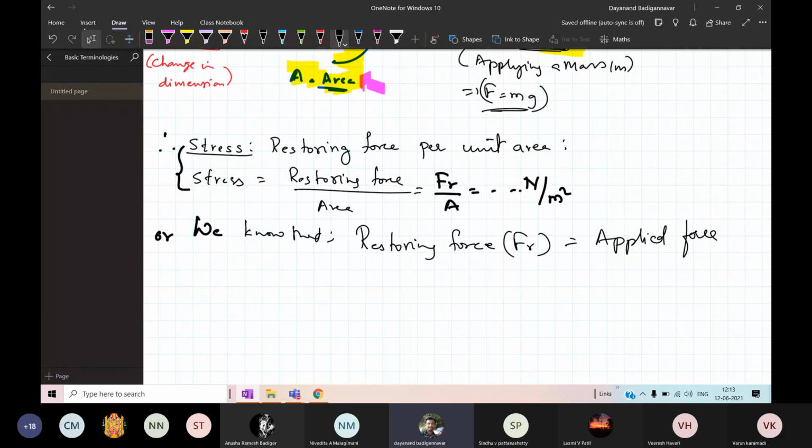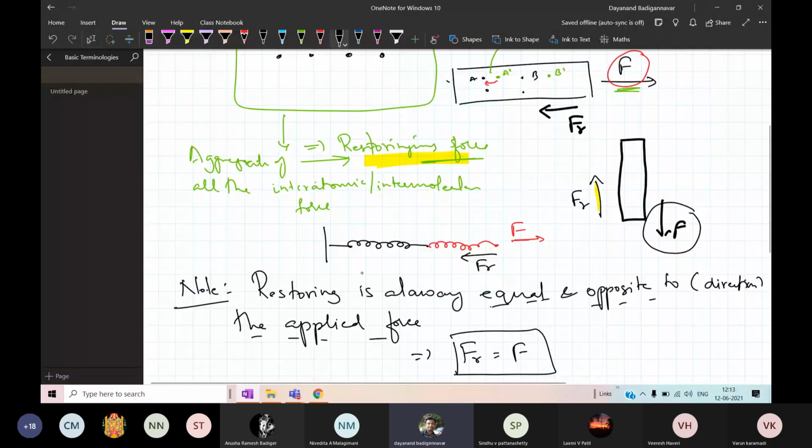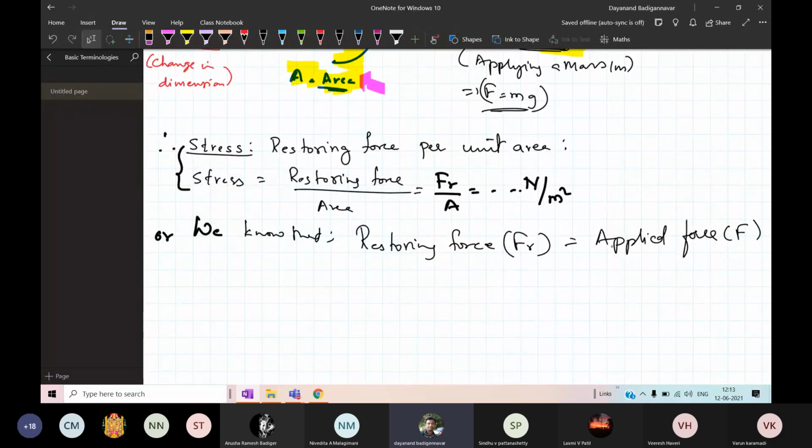Now in the previous diagram, if you look at it, I have written here, note: restoring force is always equal and opposite to the direction of the applied force. It is equal, no? So therefore, the restoring force FR should be equal to the applied force or deformation force. Applied or deformation means the same. So therefore, I can write FR is equal to F.